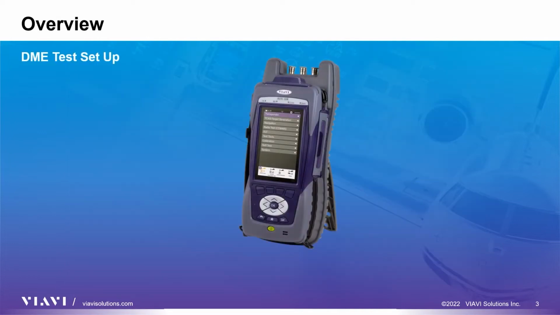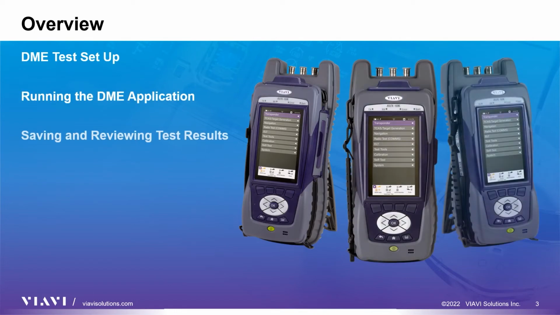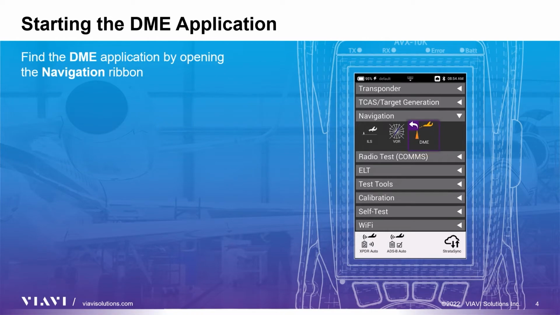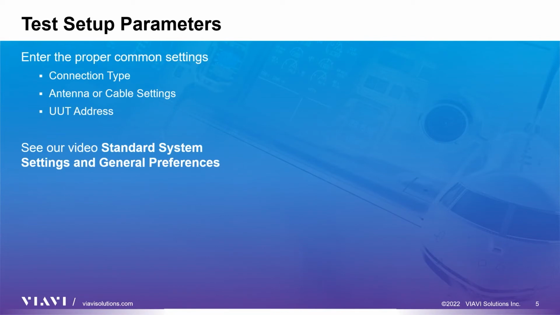In this video, we will be discussing the settings and procedures for DME testing, and then, we will review saving test generator data and viewing the results. After turning on your test set, open the navigation ribbon and select the DME application. Before we start our testing, let's go over the unique test setup parameters.